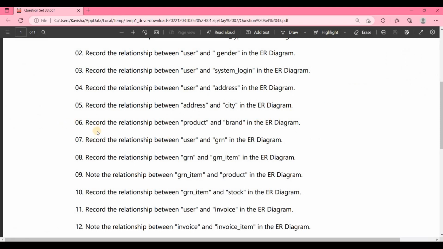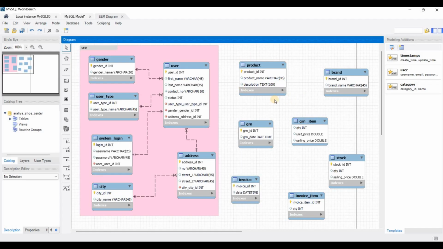In the sixth question, we have to record the relationship between product and brand in the ER diagram. So let's see. So here's the product table and here's the brand table. So we have to find the relationship between those two tables.